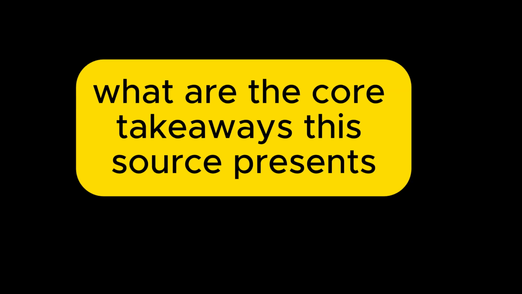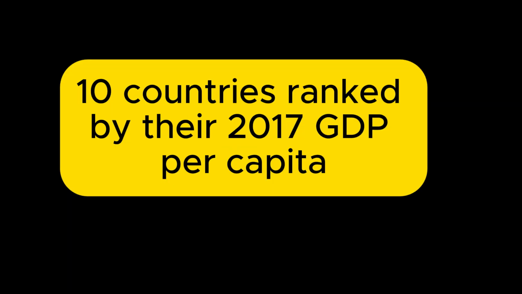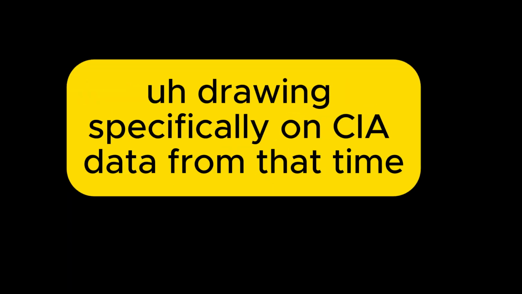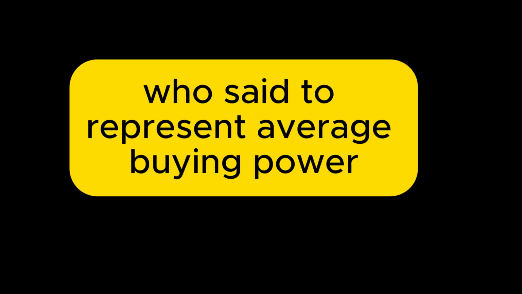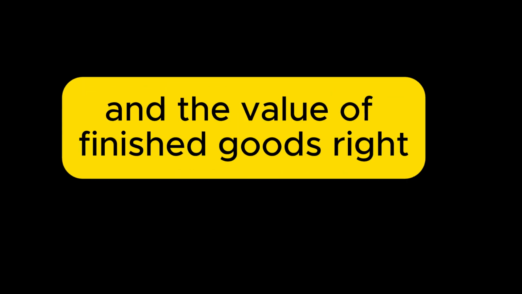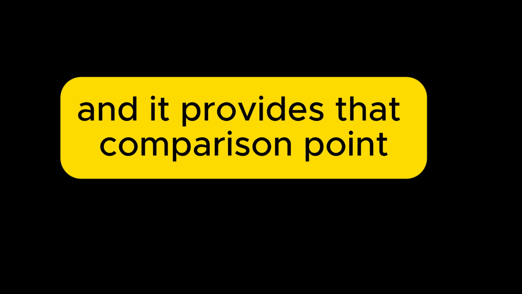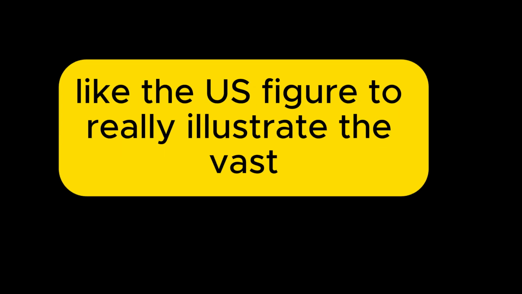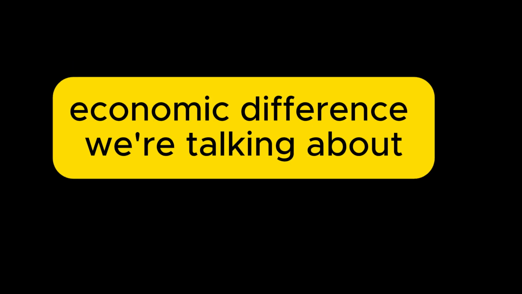No question. So, okay, let's step back from the list itself for a second. What are the core takeaways this source presents? What does it want us to understand? Well, first, it gives us this clear list: 10 countries, ranked by their 2017 GDP per capita, drawing specifically on CIA data from that time. And it uses that GDP figure, as we said, to represent average buying power and the value of finished goods. Right, and it provides that comparison point, like the U.S. figure, to illustrate the vast economic difference we're talking about.